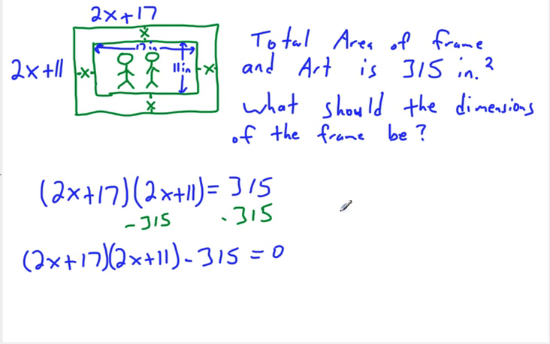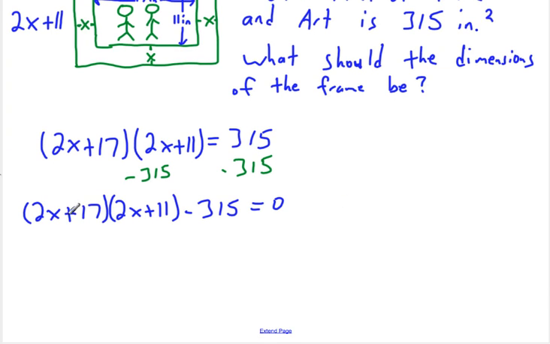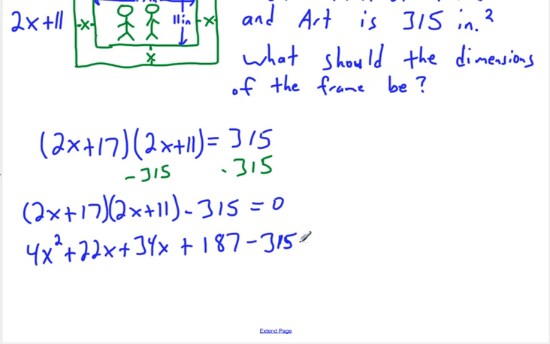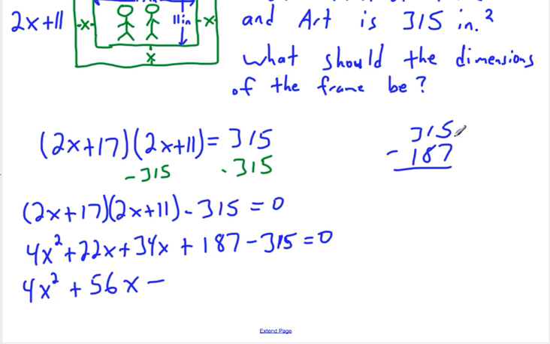So first thing I need to do is do a little simplifying on the left side. So I'm actually going to FOIL this. That's going to give me 4x squared plus 22x plus 34x plus whatever 17 times 11 is. Let's see, 170, 187 minus 315 equals 0. Still simplifying the left side. I'm going to get 4x squared plus 56x minus whatever 315 minus 187 is. So 128 equals 0.